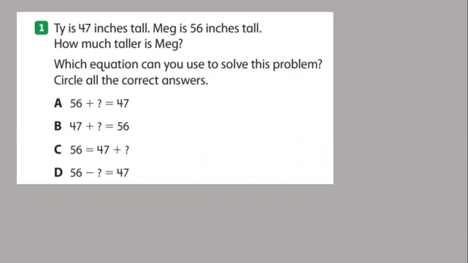So the word problem is Ty is 47 inches tall. Meg is 56 inches tall. How much taller is Meg? So this is a comparison word problem. We are comparing the heights of two people, comparing two quantities, comparing 47 inches to 56 inches, and going to find the difference between those two numbers, and that will tell us how much taller is Meg.